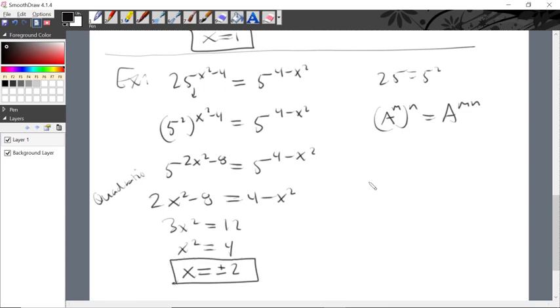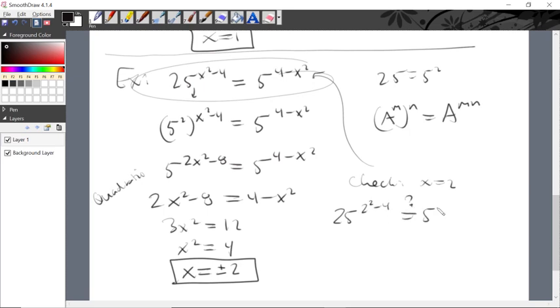Let's be sure to check the answers here. Let's make sure that this worked. Okay, let's check. Start by checking x is equal to 2. And I'm going to check it back in the original equation that we had up here. Okay, 25 to the power of, let's see, 2 squared minus 4. Does that equal 5 to the power of 4 minus 2 squared? Well, this is going to be 25 to the power of 0. And that equals 5 to the power of 0. And that's true because each of those would equal 1. Okay, so x equals 2 works.